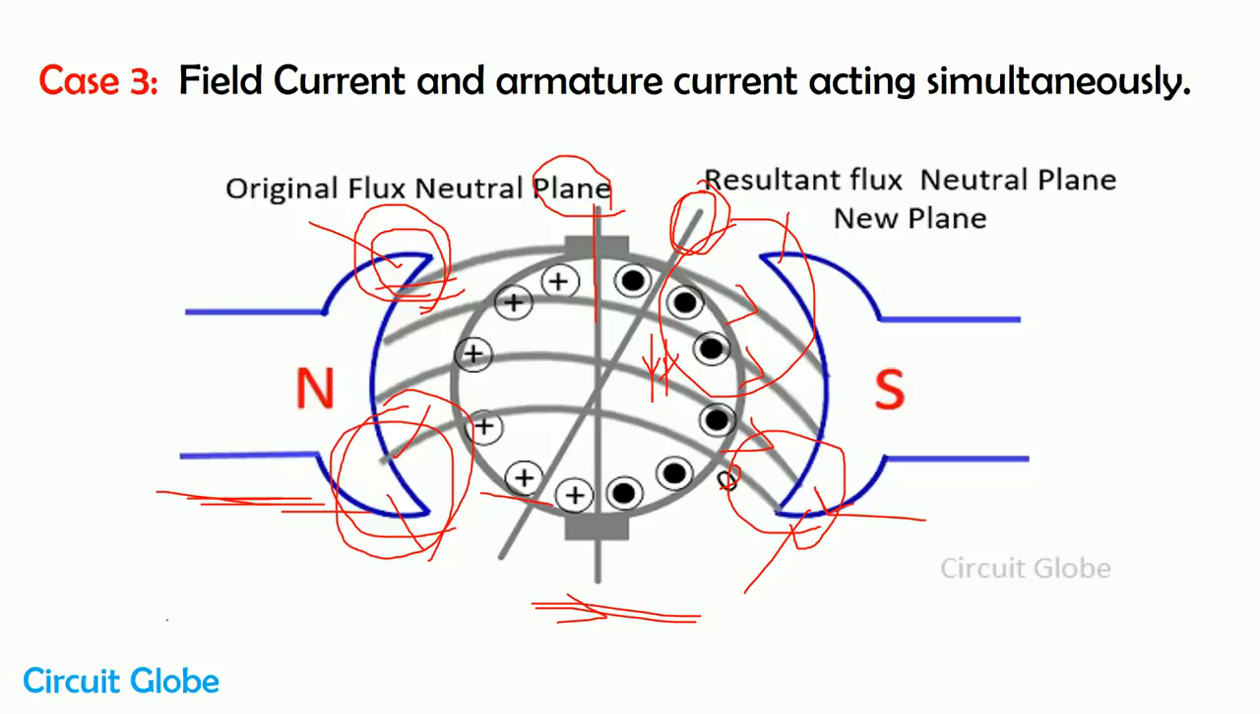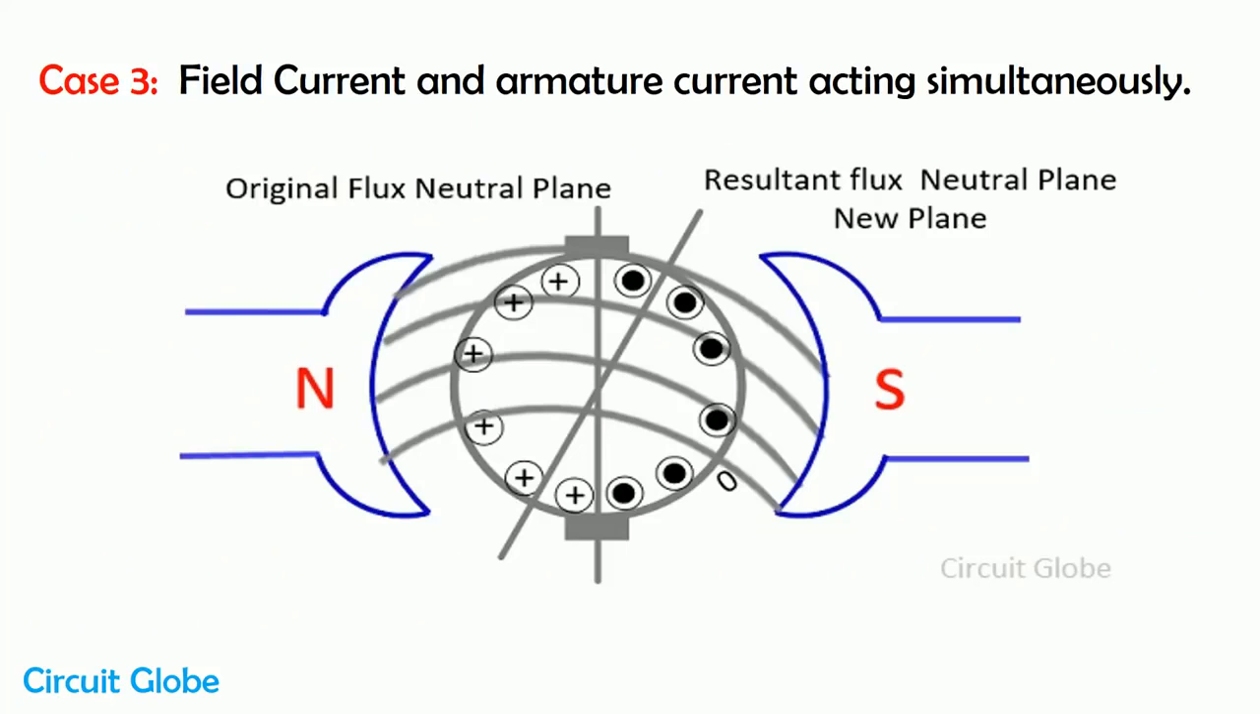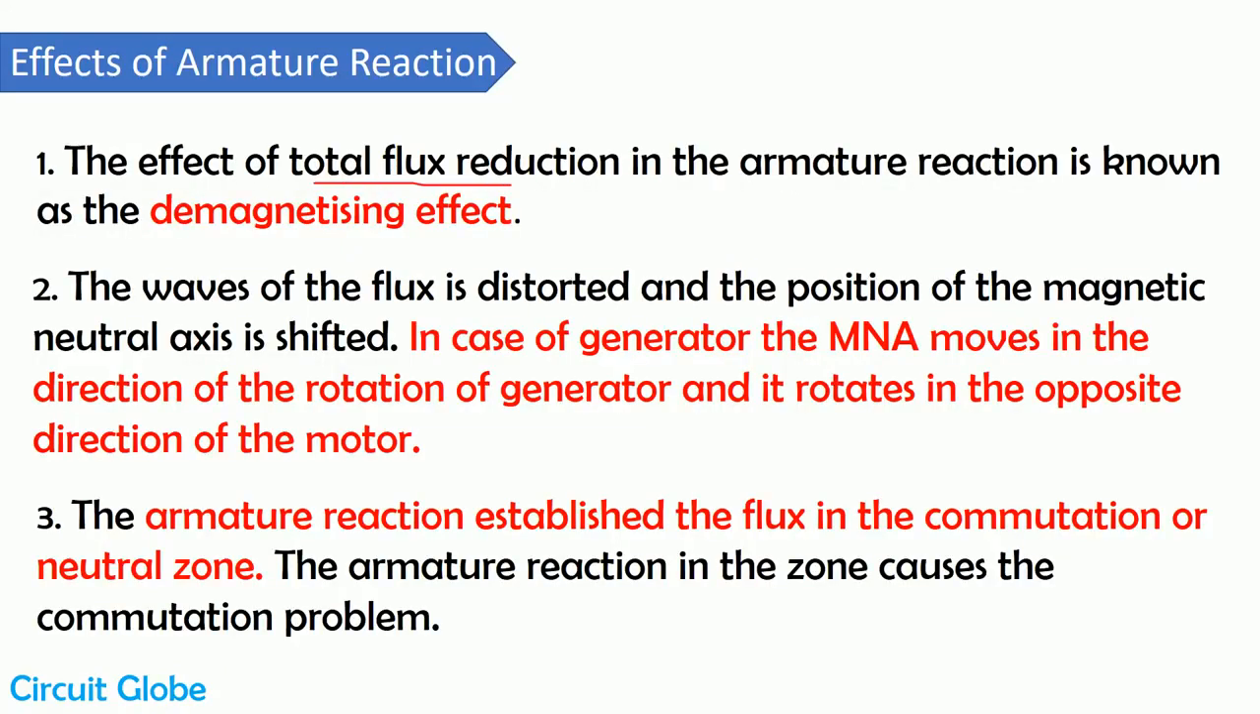What are their harmful effects on a machine? Let's see the effect of armature reaction on the machine. As I explained earlier, because of the armature reaction, uneven distribution of flux occurs in the machine. Because of this uneven distribution, the total voltage of the machine may get reduced. The effect through which the total flux induced in the machine gets reduced is known as the demagnetizing effect. So, because of the armature reaction, the demagnetizing effect occurs in the machine.